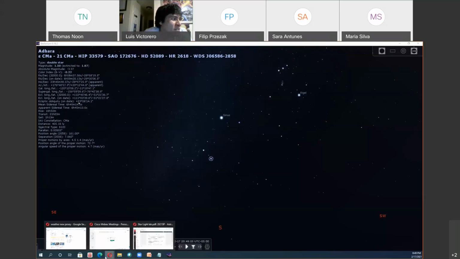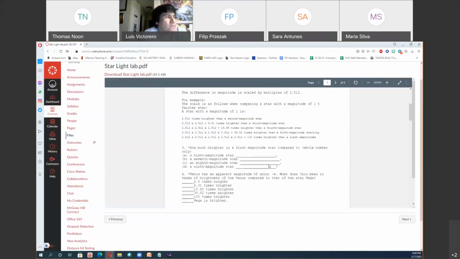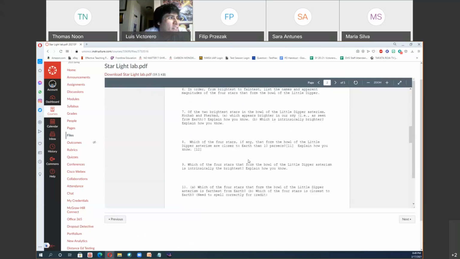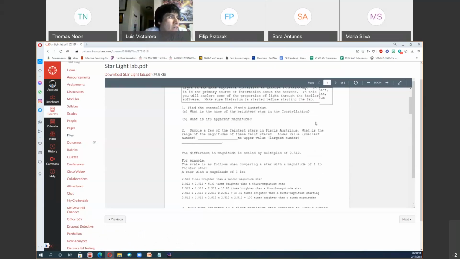I believe that's in here. Brightest, faintest. When they ask you which is intrinsically brighter, you look at the absolute magnitude, which is actually brighter, basically. All right. Now, as I told you, we use a logarithmic scale for luminosity, but we can also use a power scale for magnitudes.